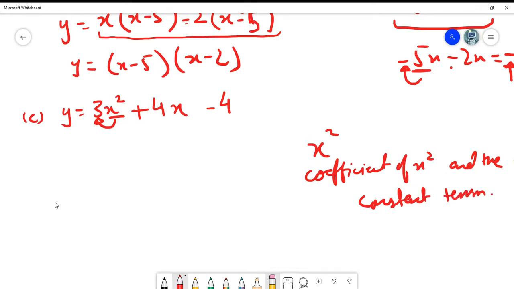So in our case, the constant term is -4. This is the constant term. The constant term is the simple number. The number which does not have an x or an x square written with it is known as the constant term.